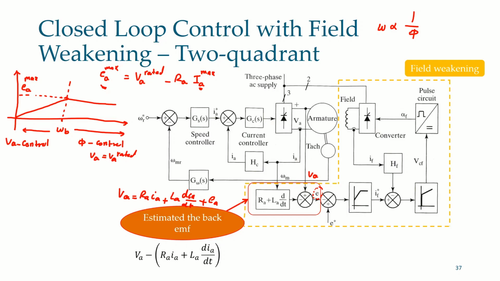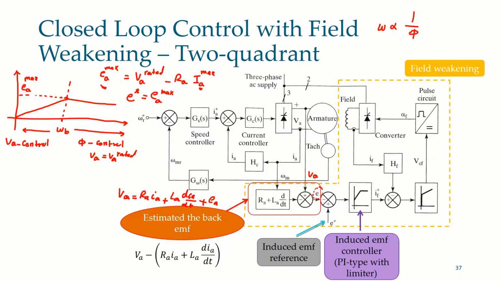So this is the estimation or calculation of the induced back EMF inside the machine. After that, we'll compare it to what? To a reference back EMF. And the reference back EMF here is actually EA max. So EA star is EA max. Then we need a voltage control for the induced voltage, which is a PI type control with a limiter.